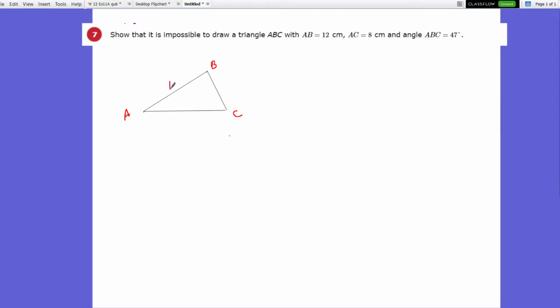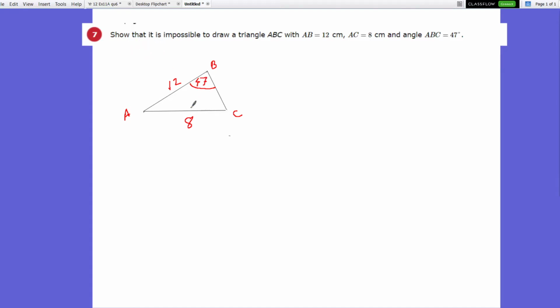AB is 12 centimeters. AC, A to C is 8. And the angle ABC, so that's this one, is 47. Okay, 47. Right, so we've got this information.